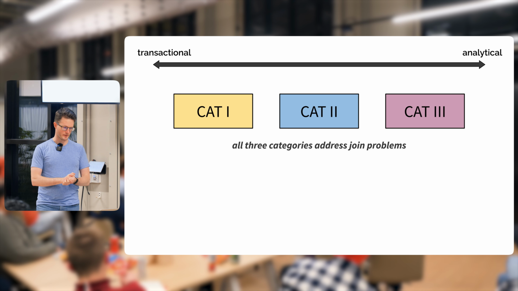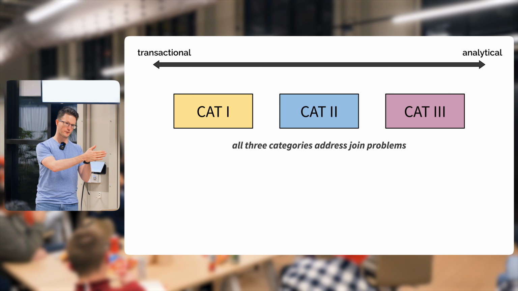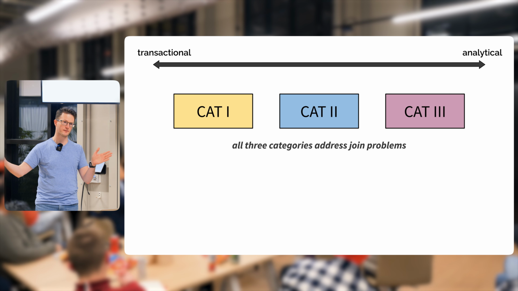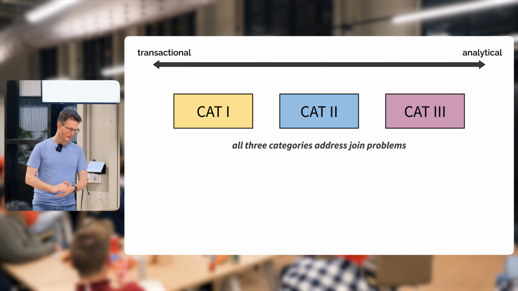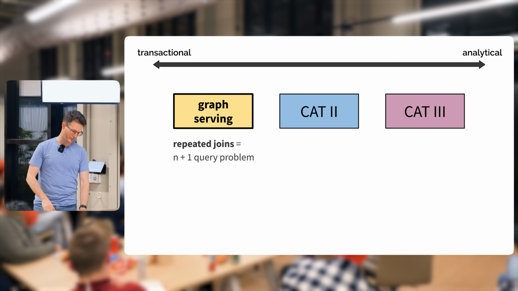And in the next segment of my talk, I will argue that there are three major categories that you can think about along the transactional system to analytical system axis, and all of these solve different join problems. So first is category 1, which solves the problem of repeated joins. What is the problem of repeated joins?